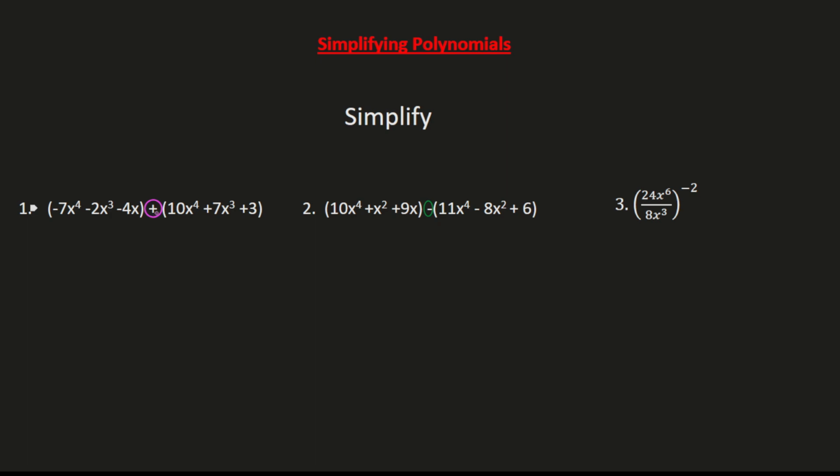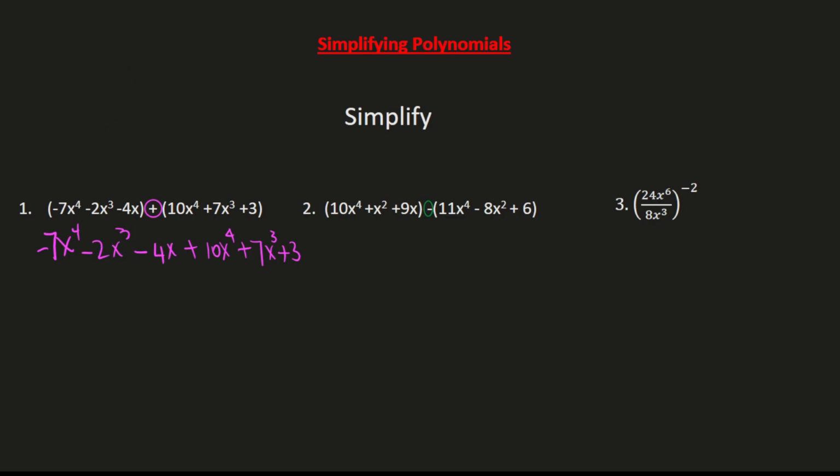So whenever it comes to adding polynomials, this is the plus sign here. What you do, you just drop all the parentheses. So we get minus 7x to the fourth minus 2x cubed minus 4x and plus 10x to the fourth plus 7x cubed plus 3. All right, so we just drop the parentheses.